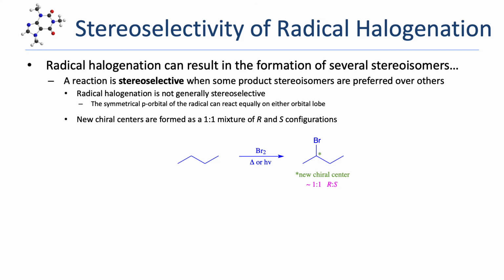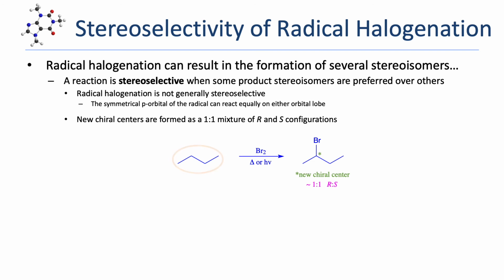So let's take a quick look at the stereoselectivity of the radical halogenation. Because radical halogenation replaces a hydrogen with a halogen, it is possible for the reaction to create a new chiral center. Oftentimes it won't. Think of the reaction with methane. Halogenation of methane simply makes chloromethane, and that's not a new chiral center.